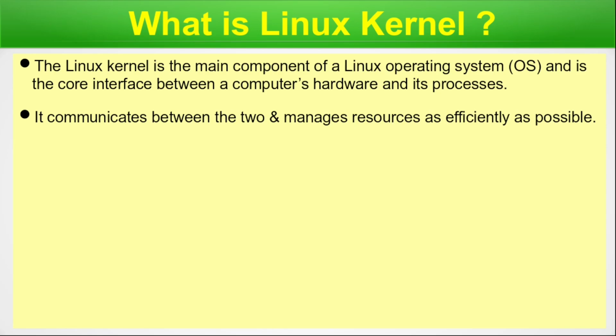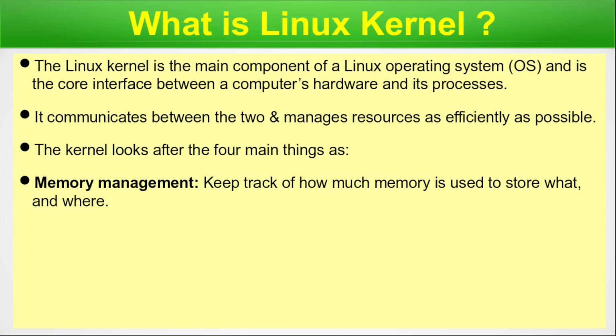You know, right? Any computer nowadays is a multitasking system. One particular OS might be running multiple softwares at the same time, whether it is your system software or user application software. Anything and everything has to be managed properly, and that management is done by the kernel. The kernel looks after 4 main things. First, memory management. Keep track how much memory is used to store what and where. This is a very good thing because we are working on a particular application software, and in that software we are saving some files.